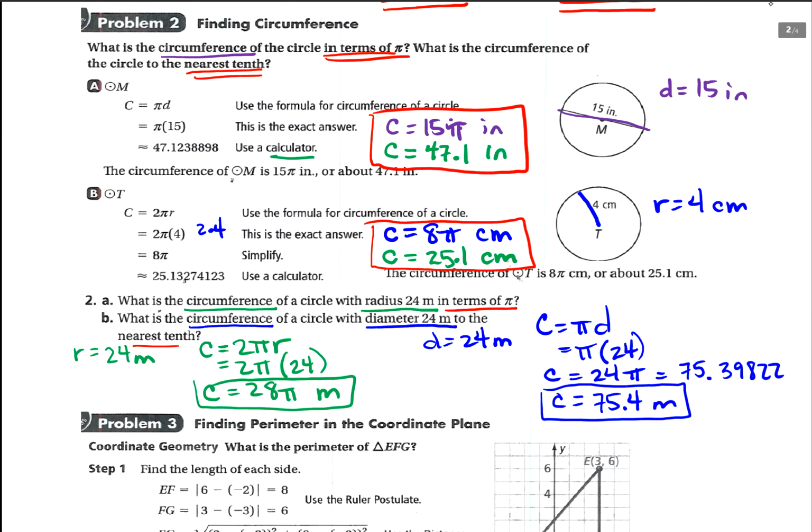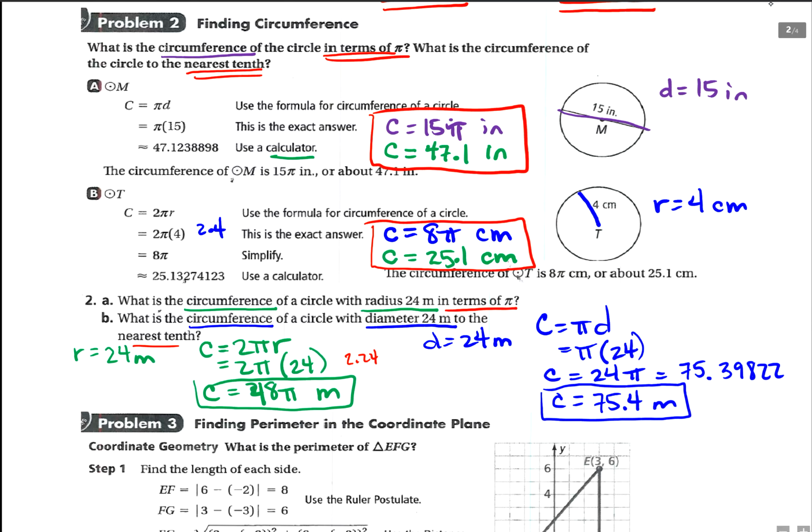Alright, we were asked to find the circumference of a circle that has a radius of 24 meters, and we were told in terms of pi. So we identify the radius is 24 meters, so I'm going to use circumference equals 2 pi r. I substitute in. I want in terms of pi, so I only put 2 times 24 into my calculator. 48. So I end up with 48 pi meters. 48 pi is a number. It's 48 times pi, which is a non-terminating decimal.